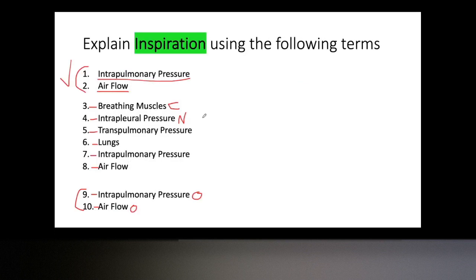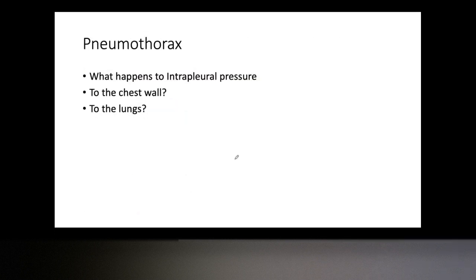If you try to do forced expiration, it can even go to positive. If you use all your abdominal muscles to contract and blow forcefully, like blowing inside a balloon or something, it can even go to positive. The lungs would collapse, of course. And the air is going out. So that's the expiration.